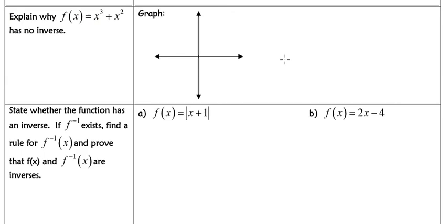All right, explain why f of x, which is defined as x cubed plus x squared, has no inverse. And we're going to show why it has no inverse graphically. So let's start by graphing the function. F of x equals x cubed plus x squared. Well, that's going to be x squared times x plus 1.